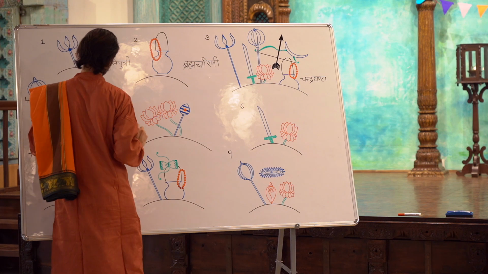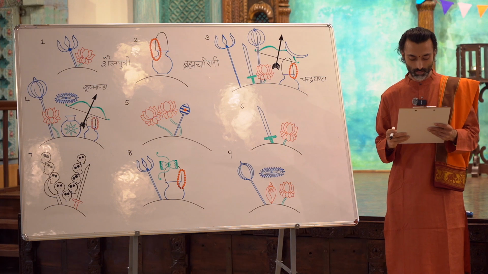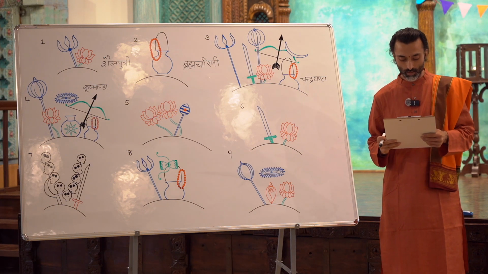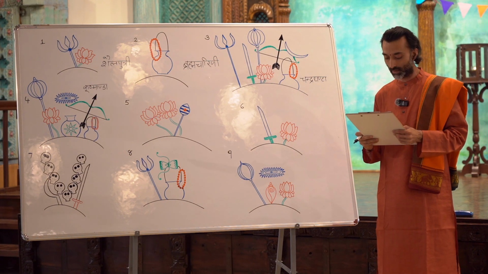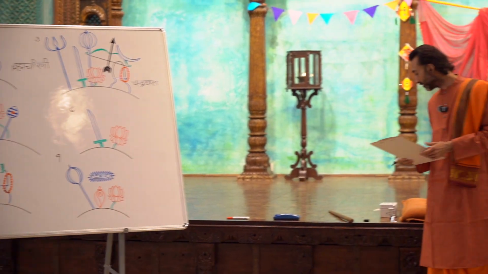Kūṣmāṇḍā. Okay? Kūṣmāṇḍā. Ku means little, Ūshma means warm, and Anda means egg. So she is the provider of light. She provides light. How?